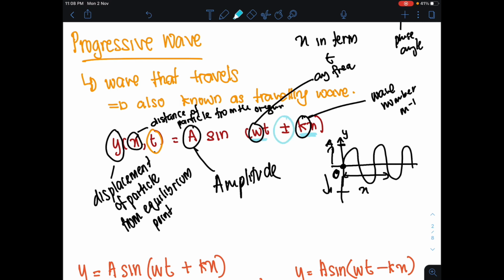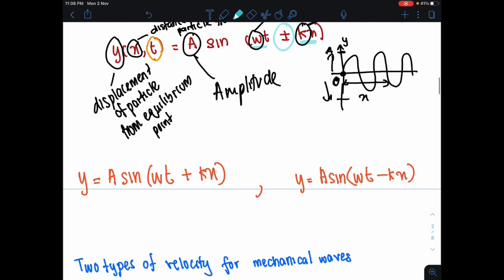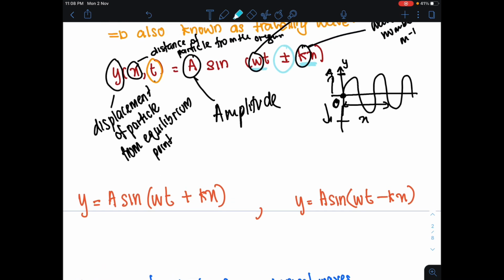Dalam chapter 10 ini, this plus minus has a meaning such as, kalau lah equation kita dia jadi Y is equals to A sin omega T plus KX. Okay, what does this plus here means? That your wave is travelling to the left. Maksudnya wave tengah travel ke kiri.